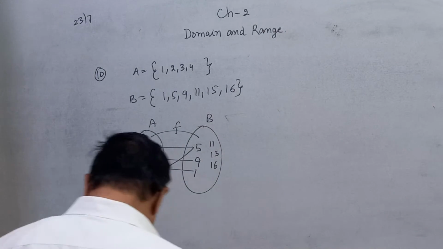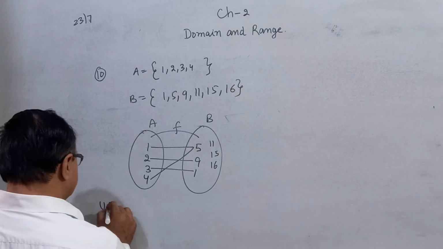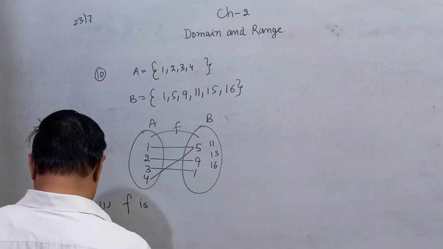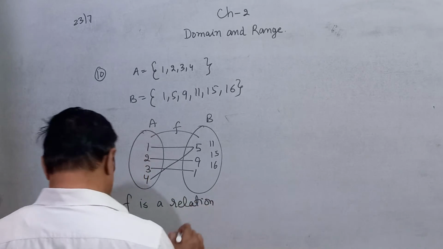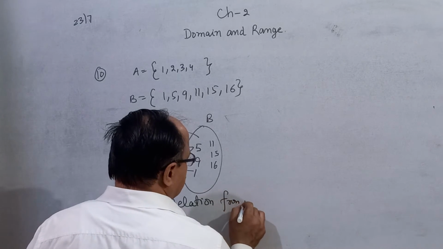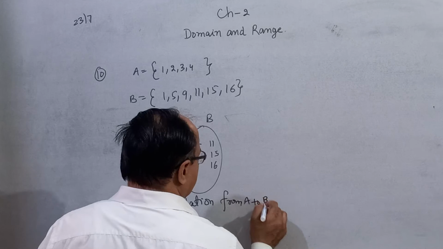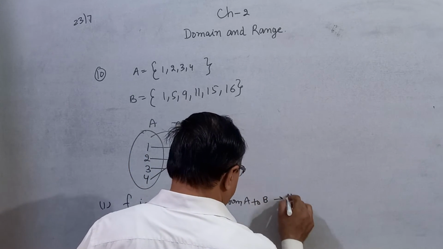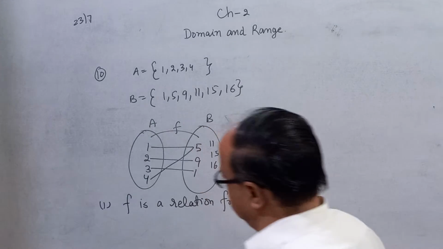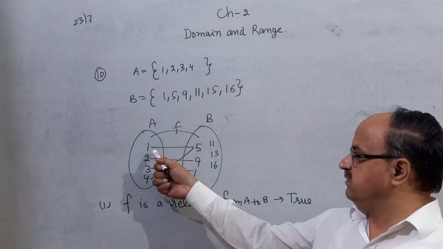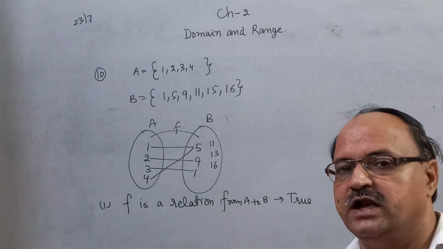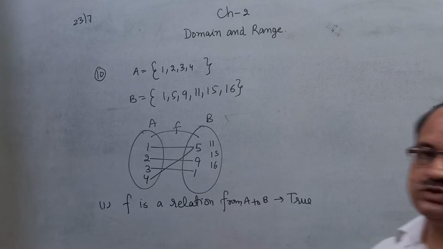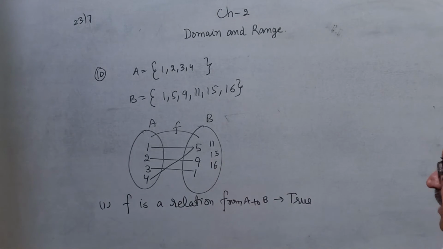Now, are the following true? F is a relation from A to B. Is it true or false? You can say it is true, because element 1 is related to 5, and an element can be related to 2 elements. But that is not possible in a function, because in a function every element has a unique image. Clear?